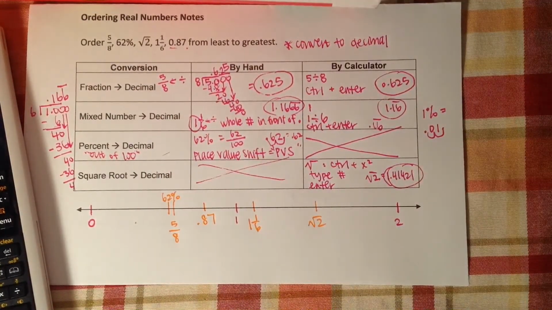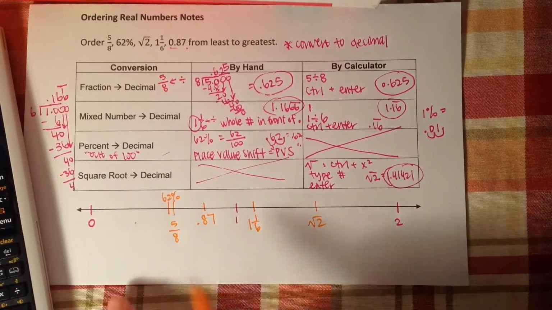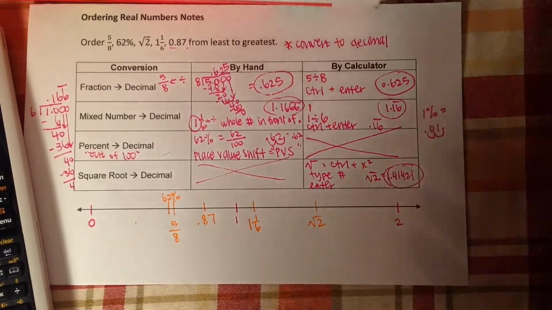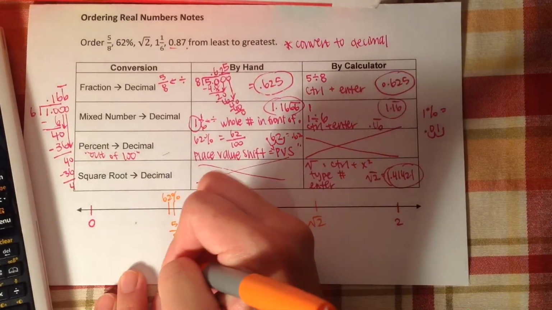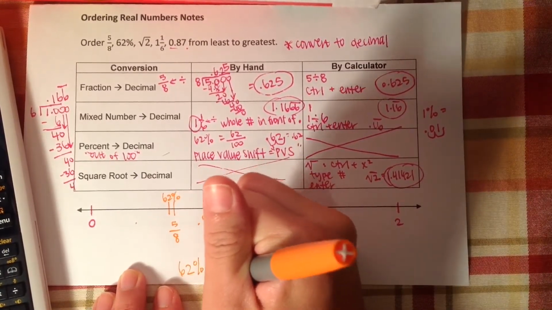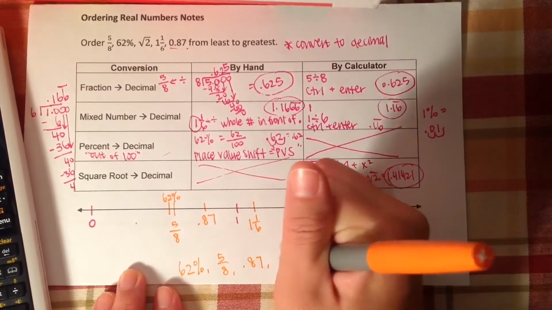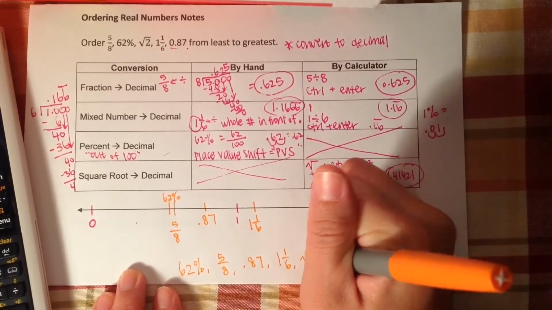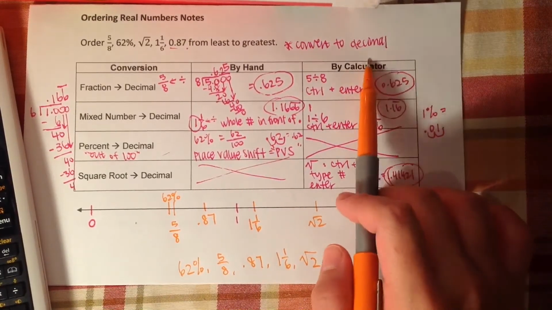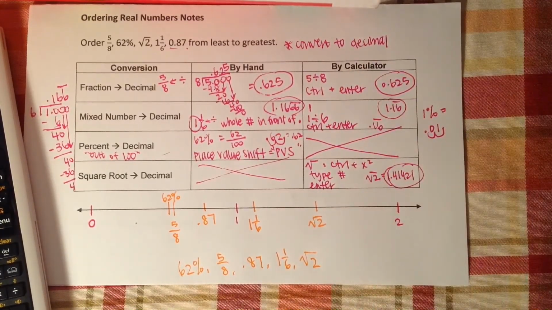A lot of times on practice problems or on your quizzes or whatever, it might ask you to place the numbers on a number line, but it may also ask you to just list them. So if you were to list them from least to greatest, you have 62%, 5/8, 0.87, 1 1/6, and the square root of 2. Pretty simple. All you have to do is convert to decimal. If you forget, look at these handy dandy notes you have.